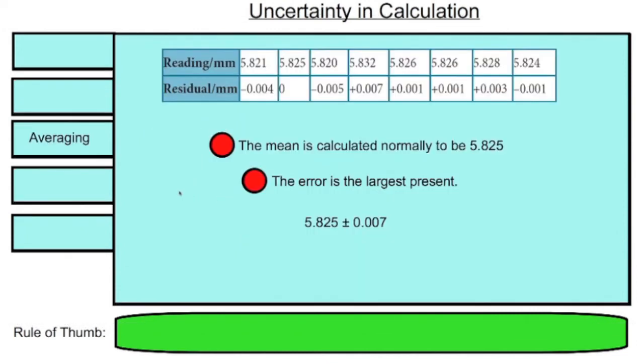The next thing is averaging. If we have repeated trials or repeated measurements like this one, which I think is from a micrometer, then you can calculate the mean to represent the overall number of trials you had. So you just calculate the mean like usual, add them up and divide by how many there are. That turns out to be 5.825 in this example.